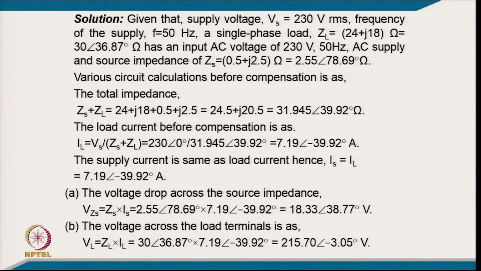39.945 at the angle of 39.92, and the load current before the compensation is Is equal to Vs upon Zs plus Zl. Putting the values, it comes 7.19 at the angle of minus 39.92, and the supply current is the same as the load current, as both are equal. The voltage drop across the source impedance will be Zs into Is. We put the values, so it comes 18.33 at the angle of 38.77 volt, and the voltage across the load will be the load impedance and load current, and it comes to 215.70 at the angle of minus 3.05. I mean before the compensation, it reduces compared to 230 volt.